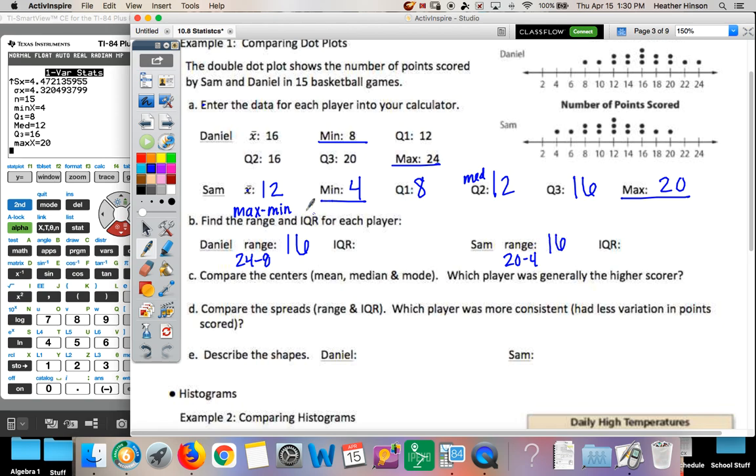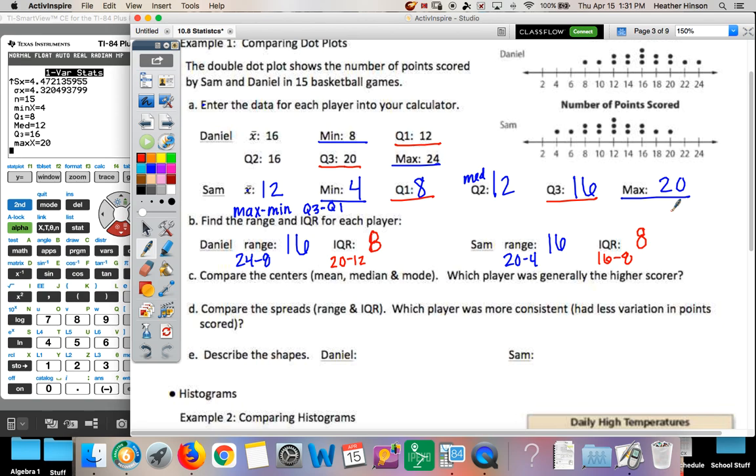Your interquartile range is the inside of your data, where we make that box on a box plot. That's going to be your Q3 minus Q1. So for Daniel, that means 20 minus 12, which is 8. And for Sam, that means 16 minus 8, which is 8.